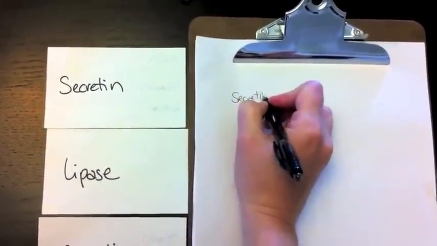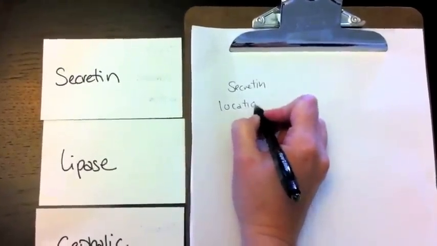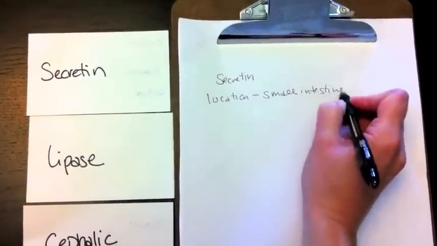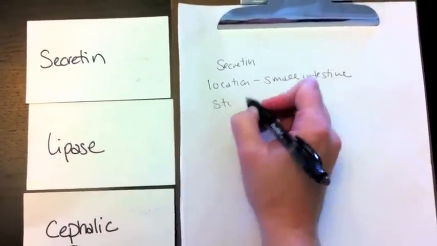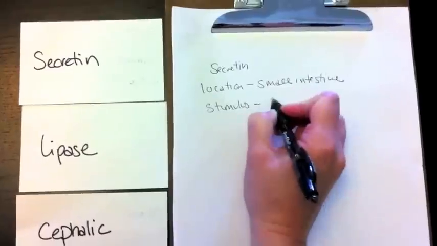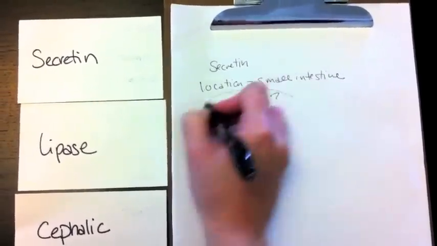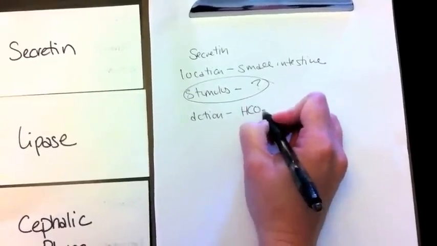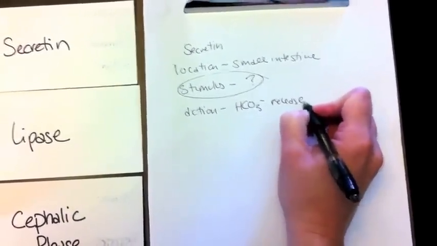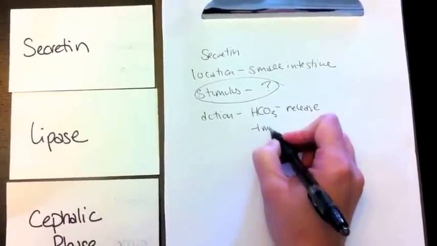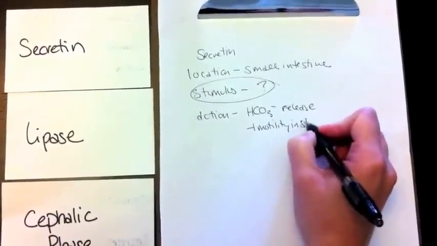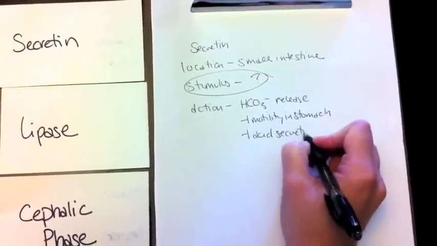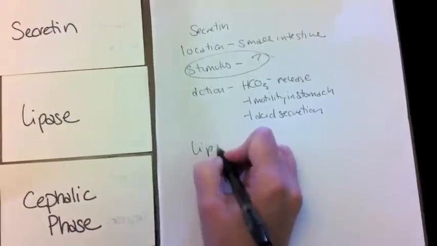So I'll start with secretin. Let's see, I probably wrote down the location, and the location is the small intestine. I next usually ask myself about the stimulus. So stimulus for secretin. I can't remember. I'll have to go back to that one. I always write down the action. So let's see, bicarbonate release, inhibiting gastric motility, and inhibiting acid secretion. Now I can move on to the next card.